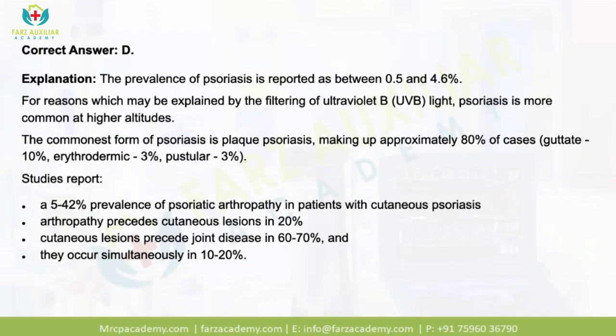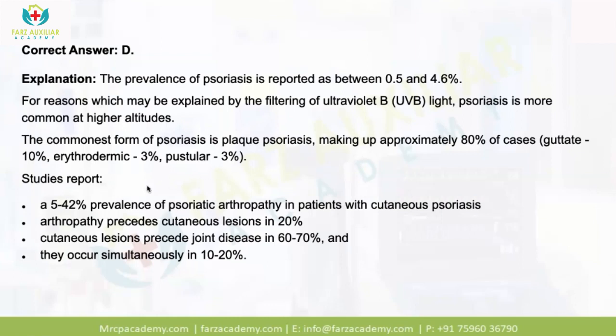For reasons which may be explained by the filtering of UV light, psoriasis is more common in higher altitude. The common forms of psoriasis are plaque psoriasis, 80% of cases, guttate psoriasis 10%, erythrodermic 3%, pustular 3%. So, plaque psoriasis is the most common variety.